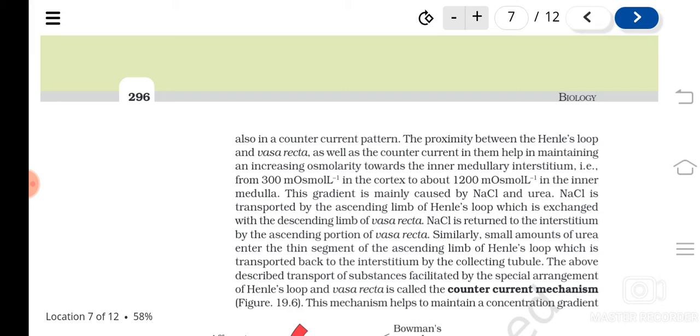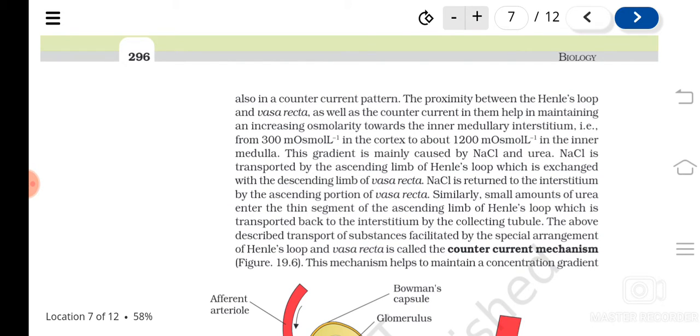Sodium chloride is transported by the ascending limb of Henle's loop, and that will be exchanged with the descending limb of vasa recta. And then NaCl will return back to the interstitium by the ascending portion of the vasa recta. Understood? And likewise urea enters the thin segment of the ascending limb of Henle's loop, and it will be transported back to the interstitium by the collecting tubule.